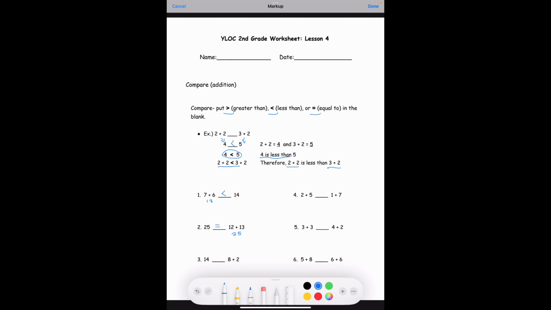Now let's try number 4. 2 plus 5, blank, and 1 plus 7. Let's add both of those up. 2 plus 5 equals 7, and 1 plus 7 equals 8. So 8 is the greater number, so we are going to put the sign opening towards the 8. Let's move on to the next page.